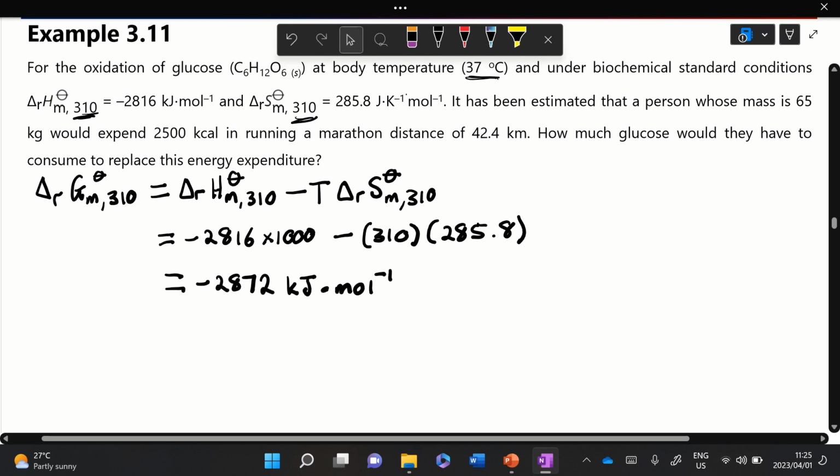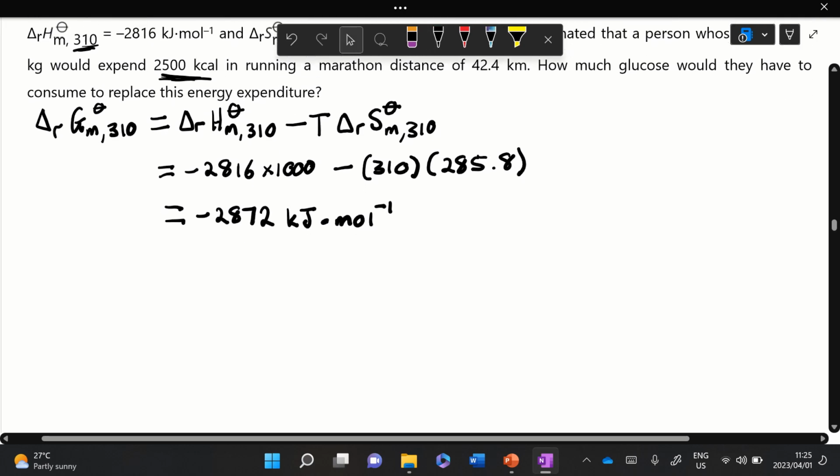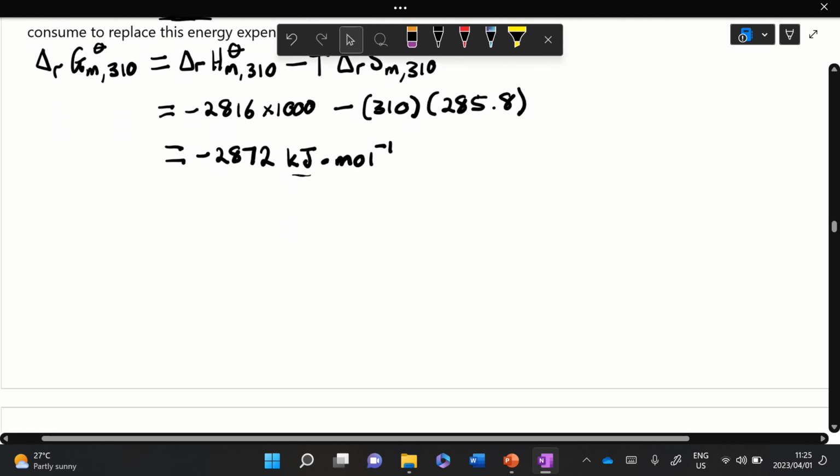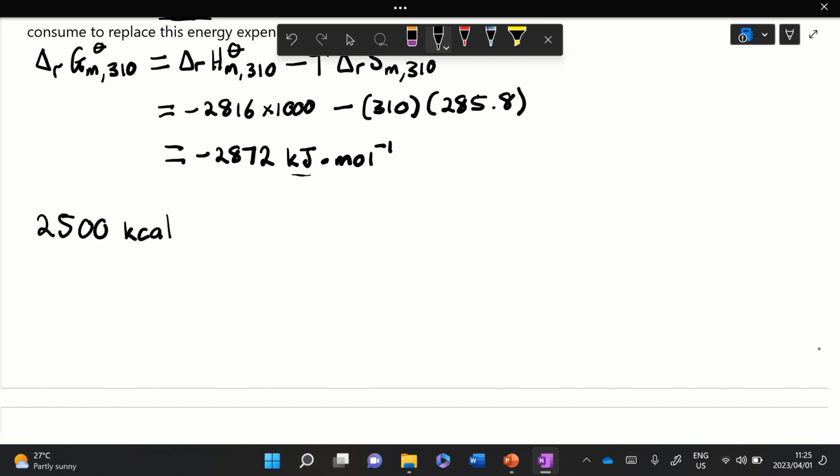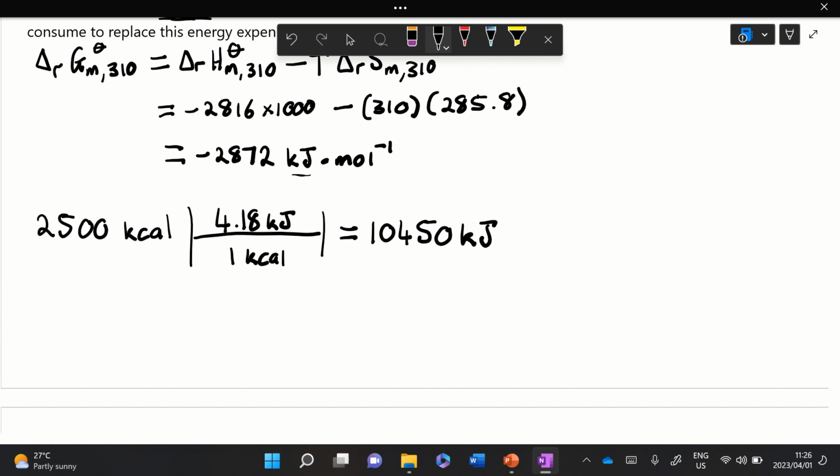Okay, but we're given the energy expenditure in kilocalories, so we also need to convert kilocalories into kilojoules so that we can work with that. So in other words, how do we get kilocalories to kilojoules? So 2,500 kilocalories. How many kilojoules are there in a kilocalorie? In a kilocalorie, there is 4.18 kilojoules in 1 kilocal. So we just do this multiplication. It gives you 10,450 kilojoules. And you see the nice little abridged method I use, so that tells you those cancel. In other words, you're left with kilojoules as your unit.